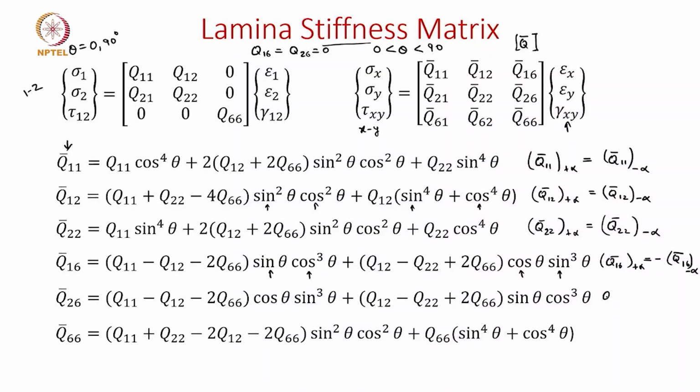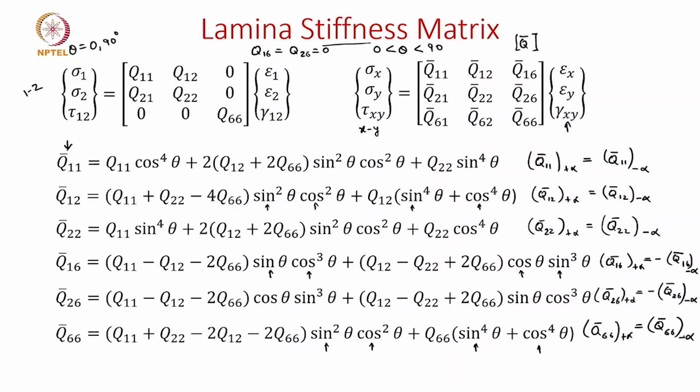The same repeats with Q26, meaning the Q26 value for plus alpha is minus of the Q26 value for a lamina with minus alpha. And lastly for Q66, again we notice that there are even powers for sine and cos. So plus alpha and minus alpha will give the same value. So Q66 bar for plus alpha will be the same as Q66 bar for minus alpha.